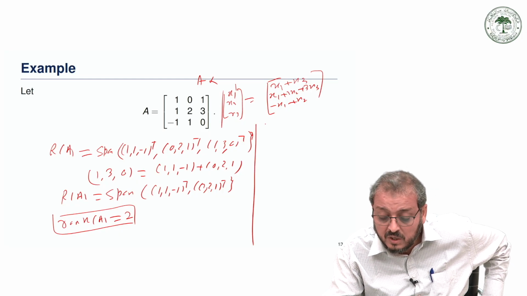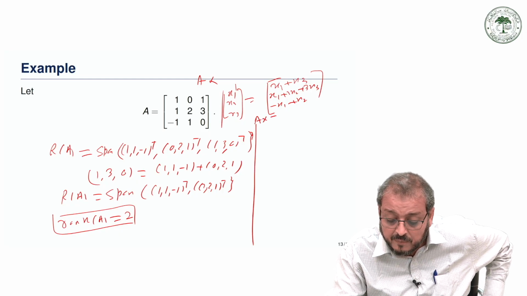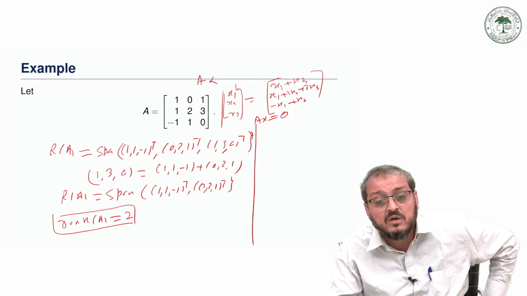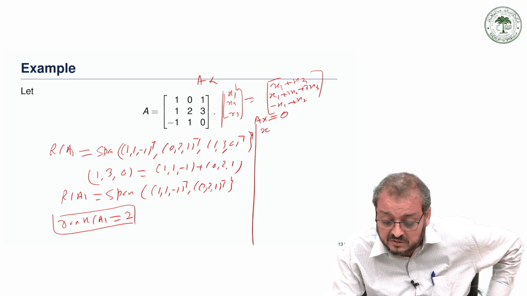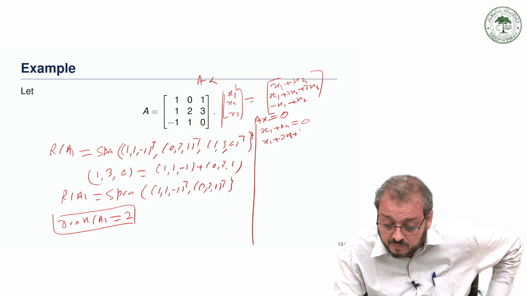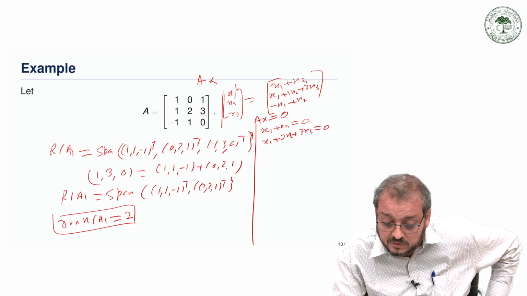Now, for the null space, Ax is equal to 0. Simplifying, x1 plus x3 is equal to 0. Then x1 plus twice x2 plus 3x3 is equal to 0. And minus x1 plus x2 is equal to 0.